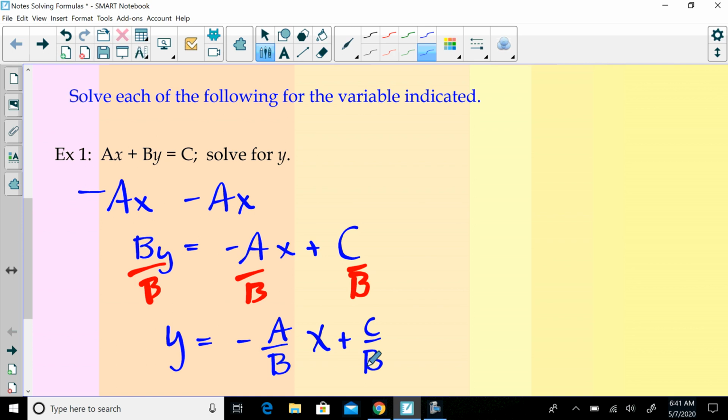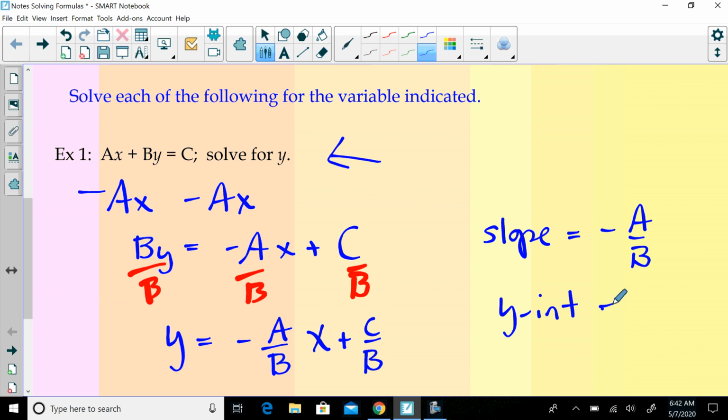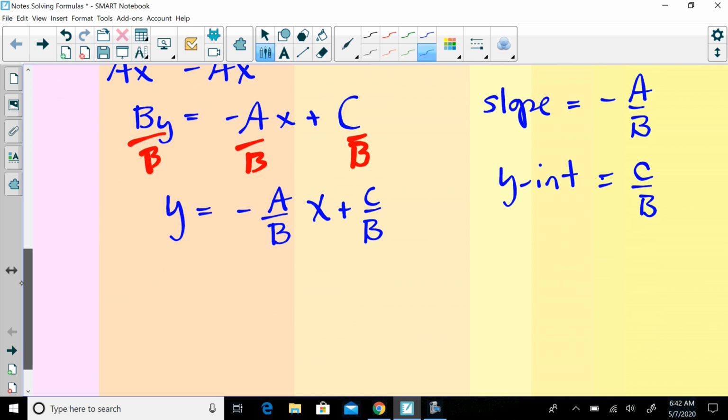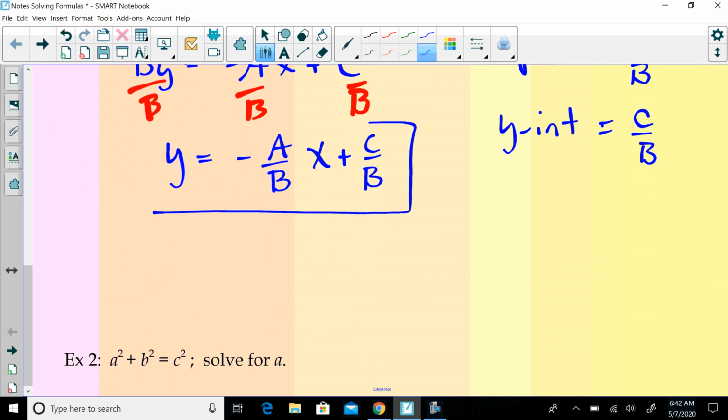The reason I started with this one is that if you ever have a line given in standard form, you can identify the slope by finding the value of opposite a over b, and you can identify the y-intercept by finding the value of c over b. So that's one useful way you can use a formula to find something else in a particular form. You've gotten that equation in slope-intercept form, and that's why the value of the slope is negative a over b, and the value of the y-intercept is c over b.